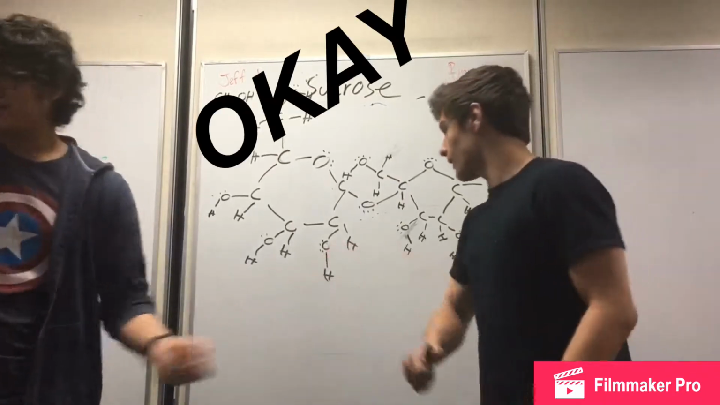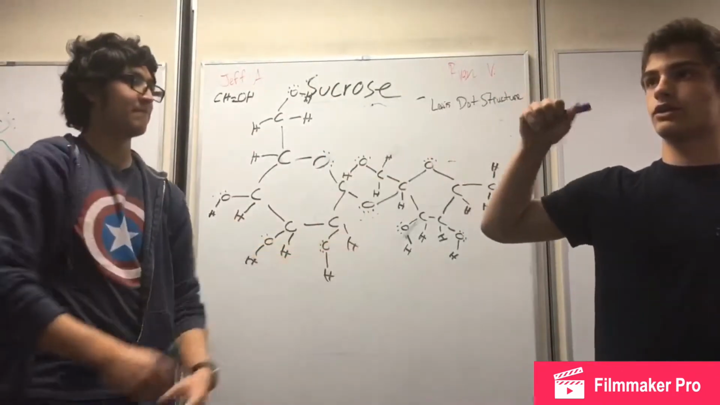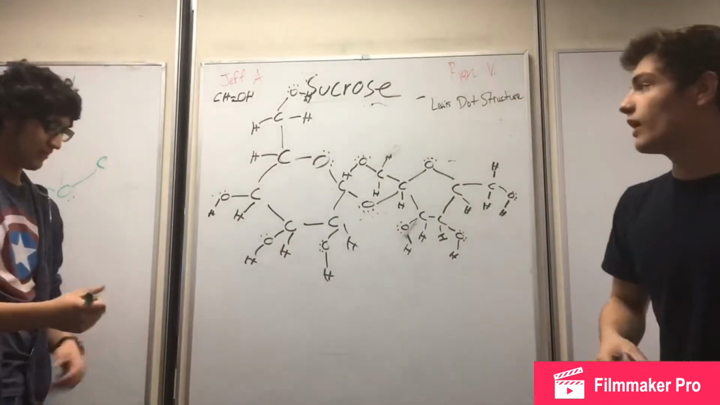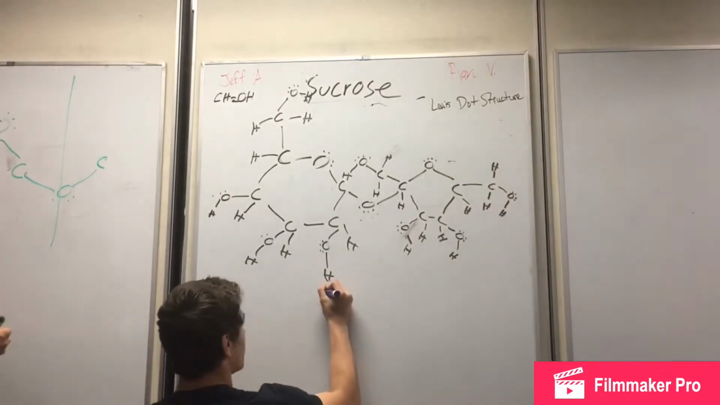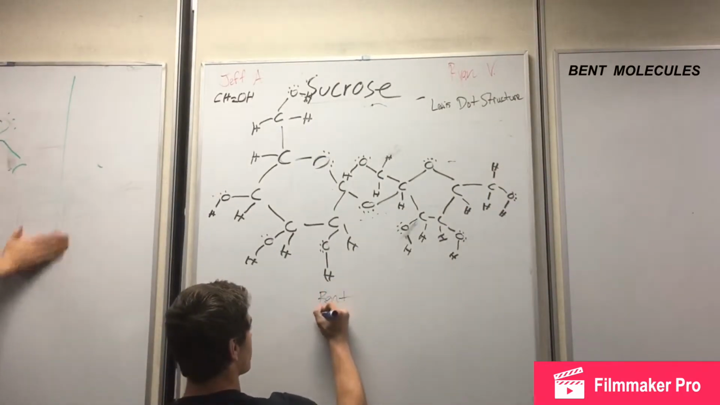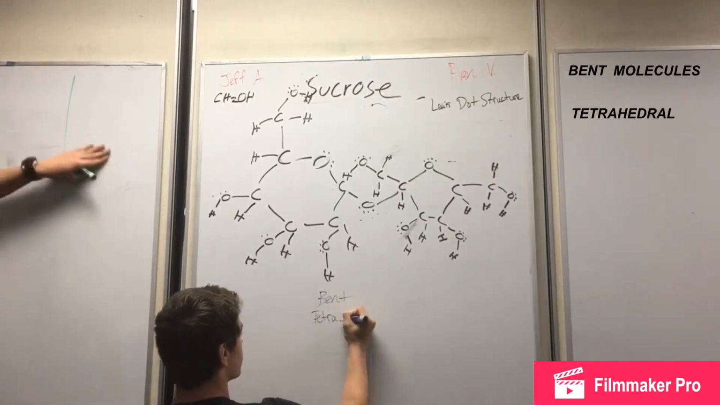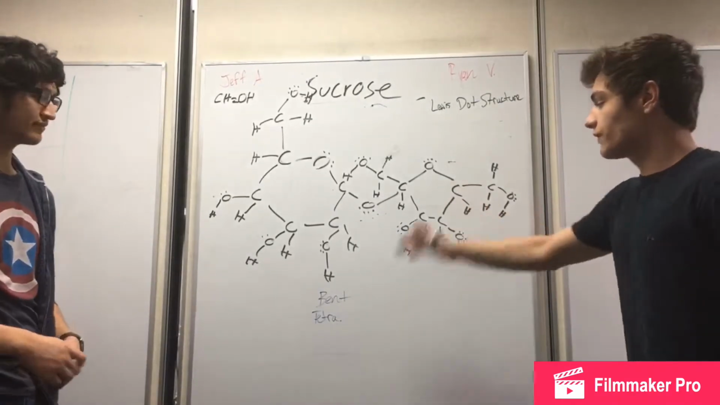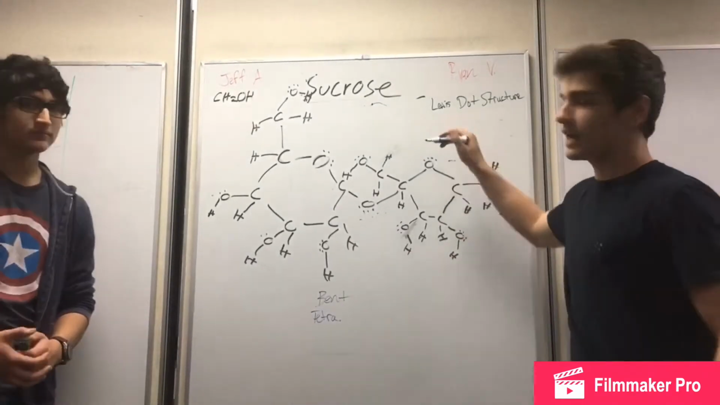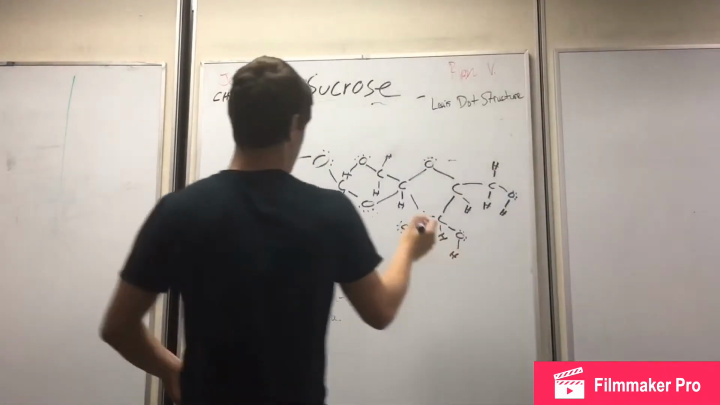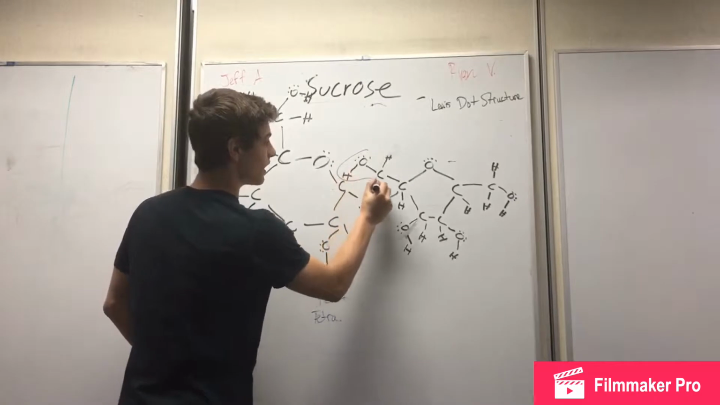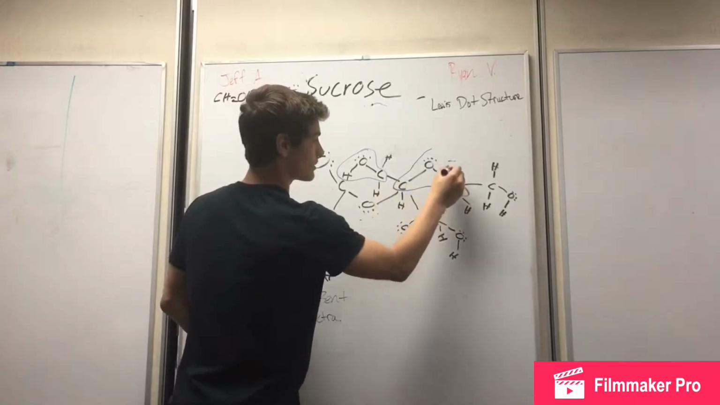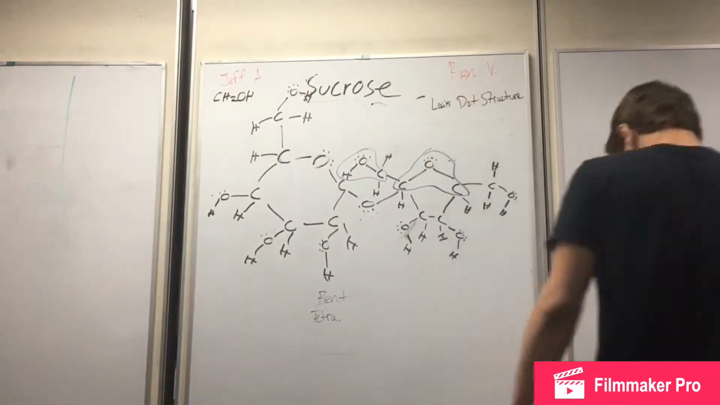Okay, so there are two shapes in this entire sucrose diagram: bent molecules and tetrahedral molecules. All of the bent molecules are found on any of the oxygens with the two lone pairs. For example, this oxygen right here that is just connected to the hydrogen and carbon, or this oxygen right here. Those are both bent molecules.